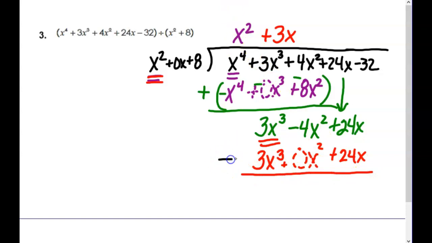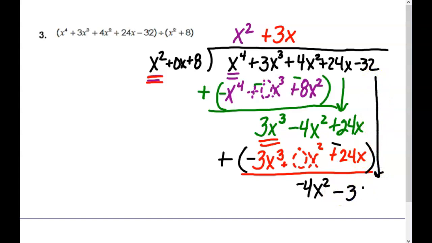If I subtract or add and change the signs, do I have nothing? I have to bring this guy down, right? This is a negative 4x squared, but this is 0 back here. But then I have this negative 32 to bring down from up top.